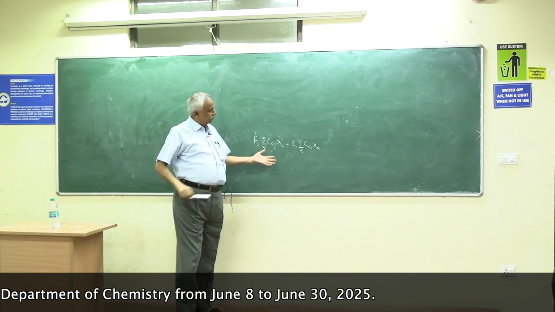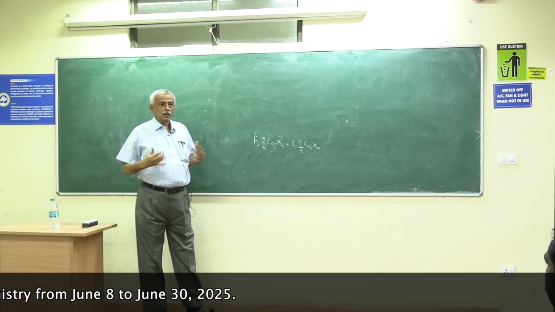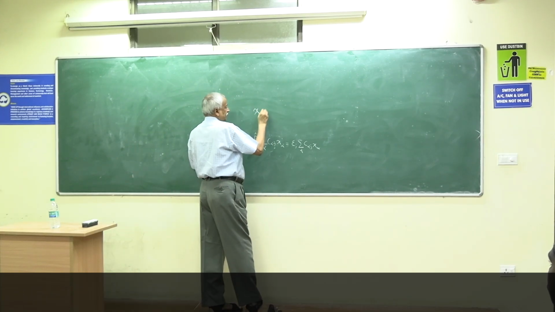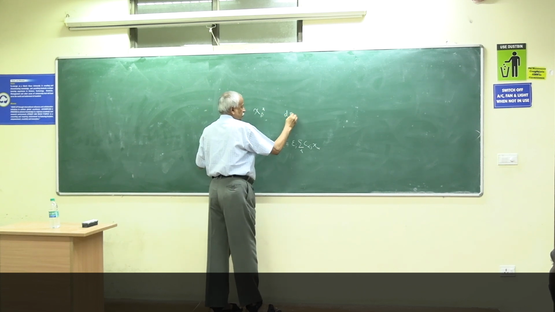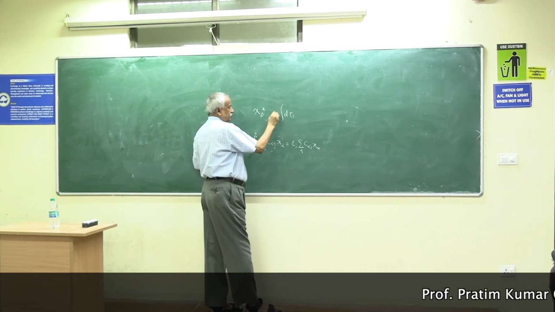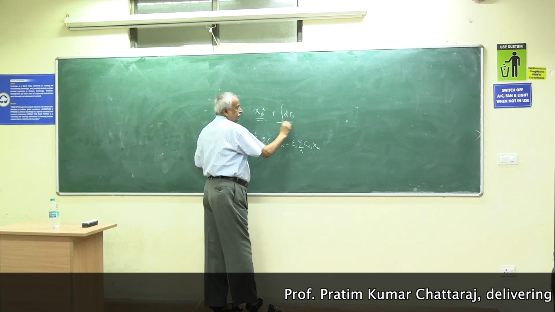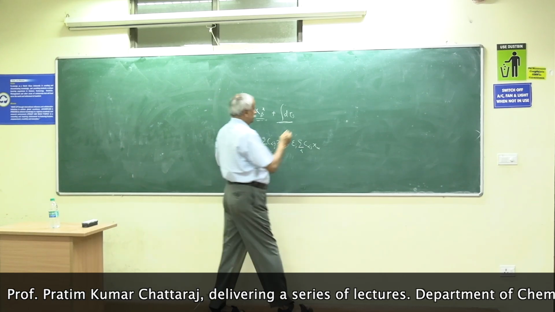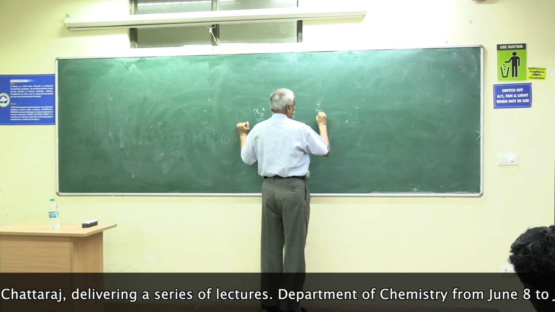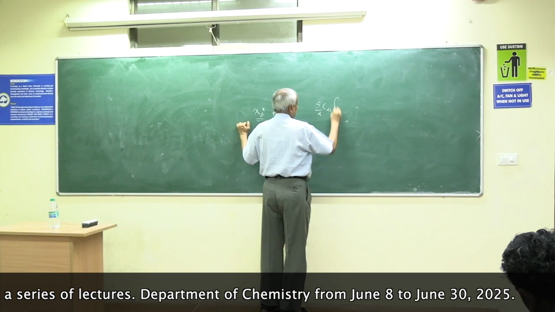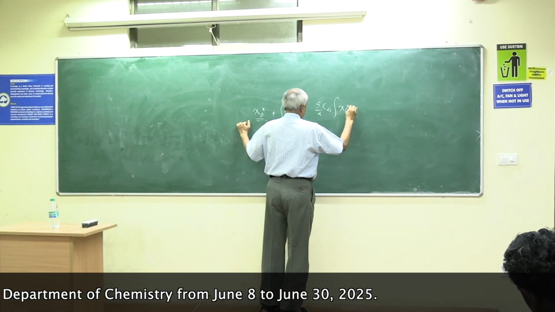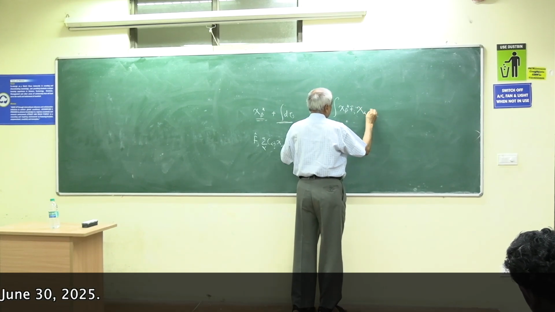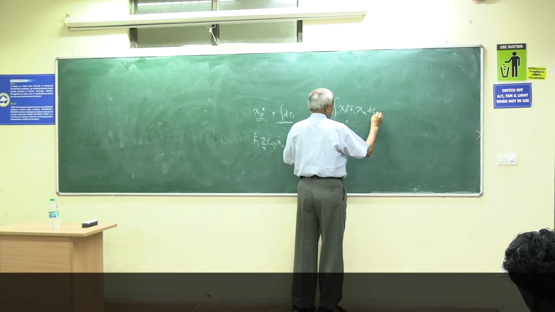And now we have already learned the technique to solve this. You pre-multiply by χ_β star and integrate over dτ_j. You do these two operations: pre-multiply by χ_β star and integrate over dτ_j. So if you do this, what do you get? Sum over α of C_αj, integral of χ_β star f_j χ_α dτ_j.